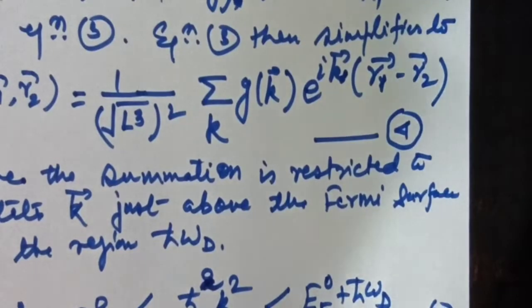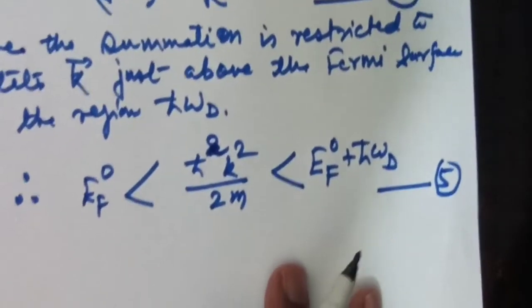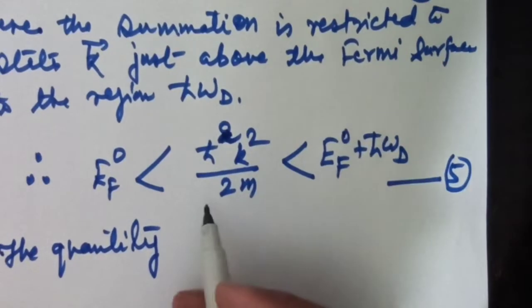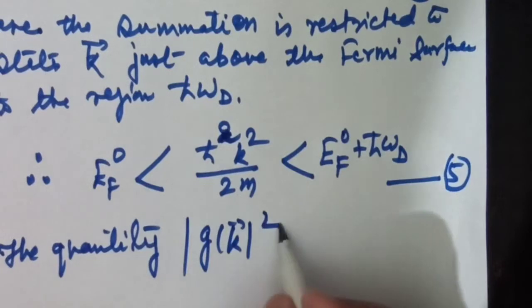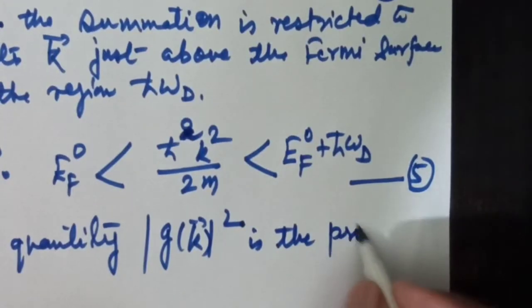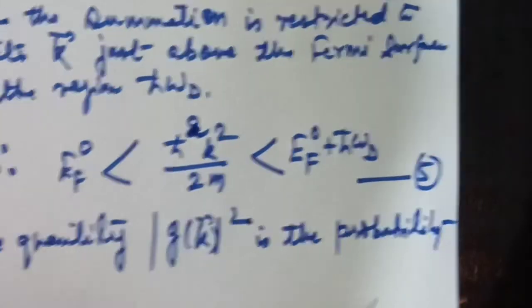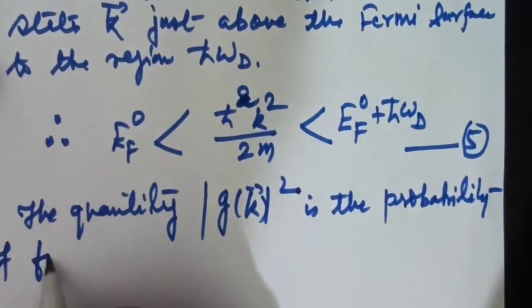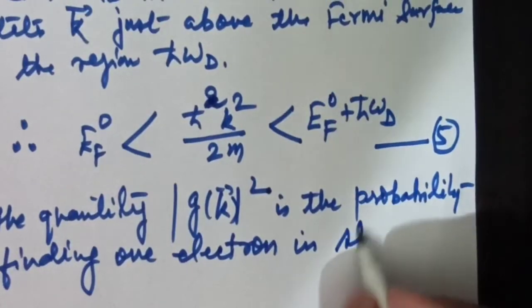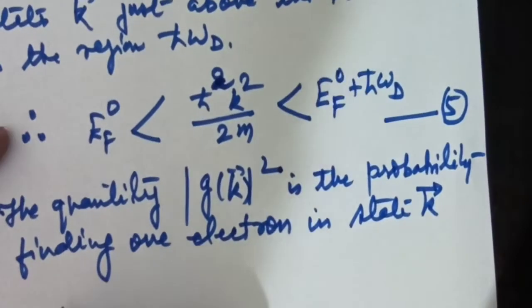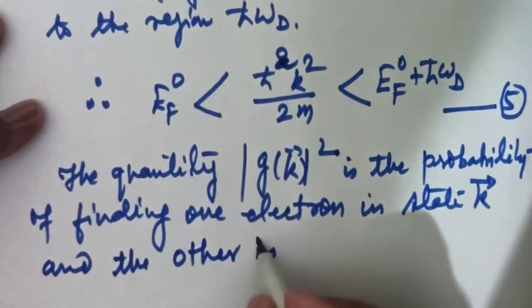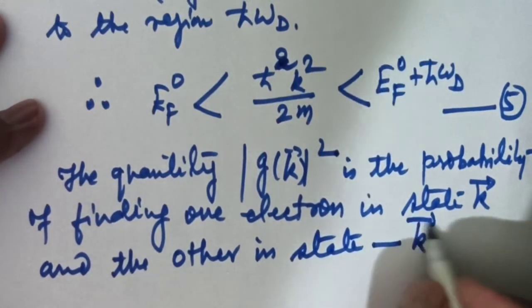Now, the quantity Gk is involved in equation number 4. So the quantity modulus of gk square is the probability of finding one electron in state k and the other in state minus k.